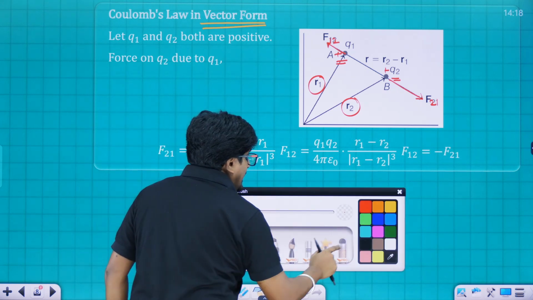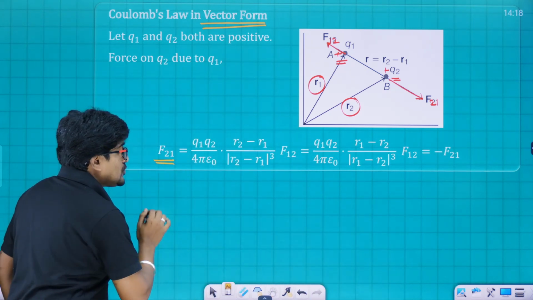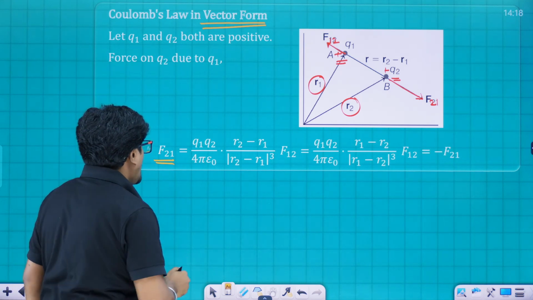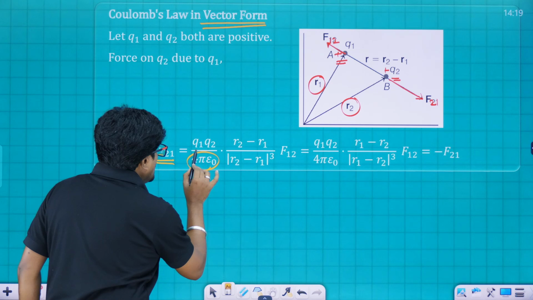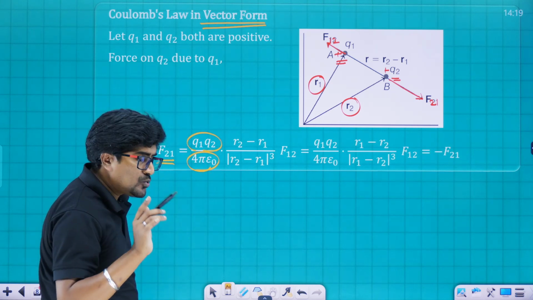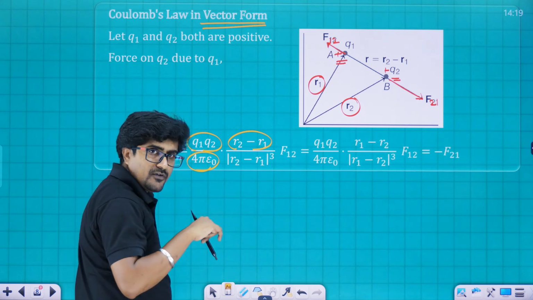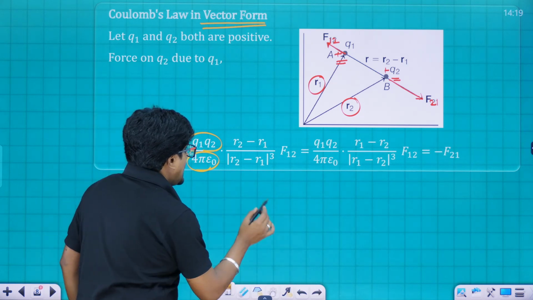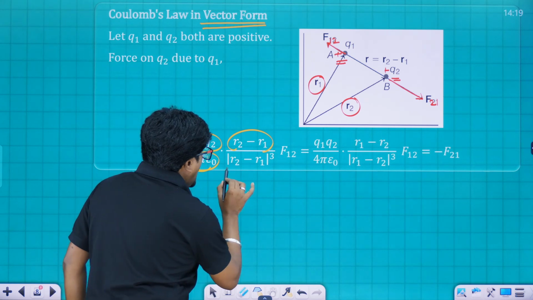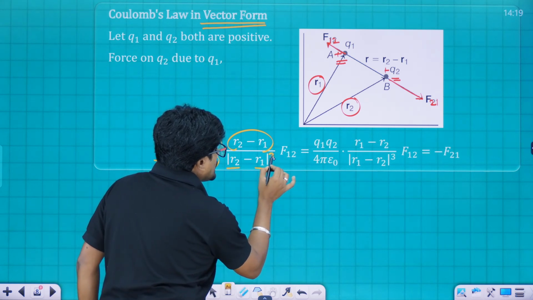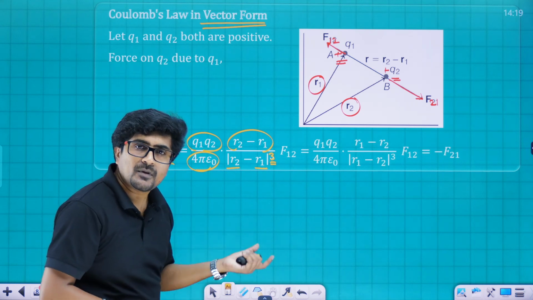So in that case, force acting on 2 due to 1 is going to be 1 divided by 4 pi epsilon naught, Q1 Q2 into (R2 minus R1) in vector form, all divided by the modulus of (R2 minus R1) cubed. So that is the difference over here, because here we need to mark the direction.